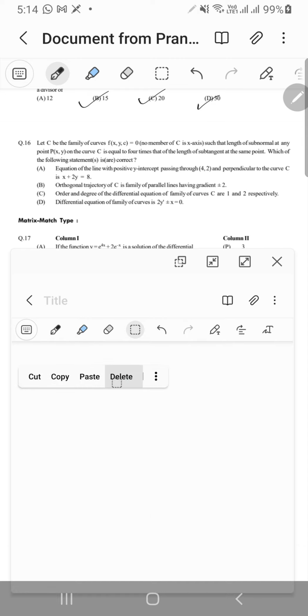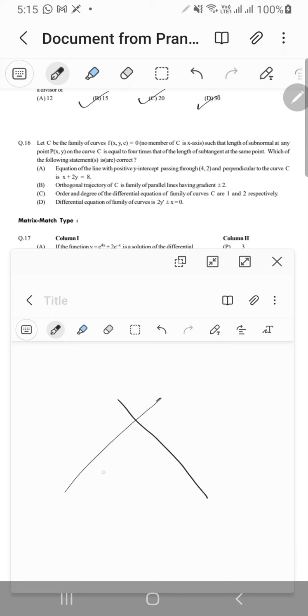Okay, so what are they saying? Let's see the family of curves such that the length of the subnormal at any point on the curve C is equal to 4 times the length of the subtangent at the same point. Which one of the following statements are correct? This is bad. Right, let's just think about it.